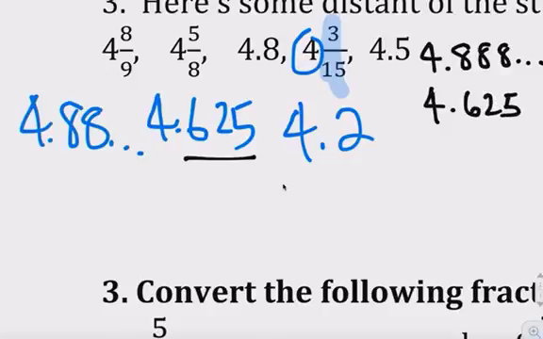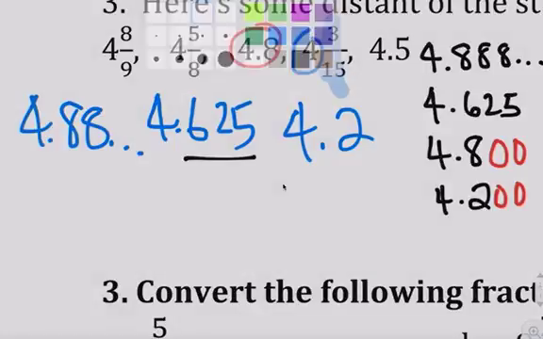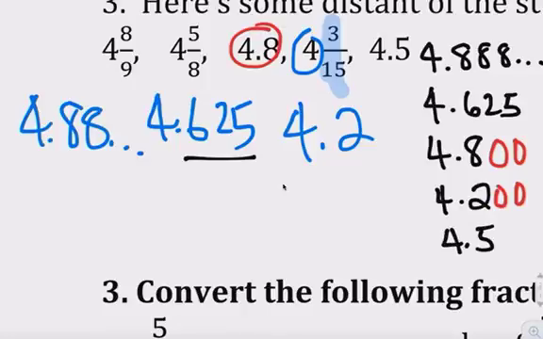4.625 is my other one. 4.8, we're going to add zeros to this 4.8, 2 more zeros, because we need 3 numbers after the decimal. So we put 2 more zeros to make 3 numbers after the decimal. Okay, then 4.2, and we need to add 2 more zeros after the decimal. Okay, and then 4.5, and then we need to add the 2 zeros after the decimal.